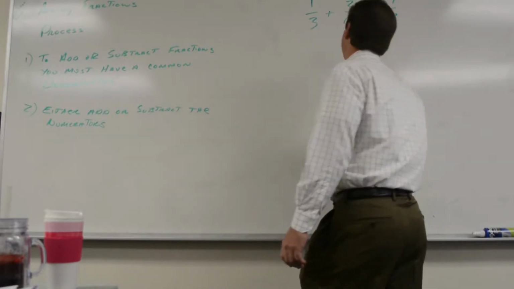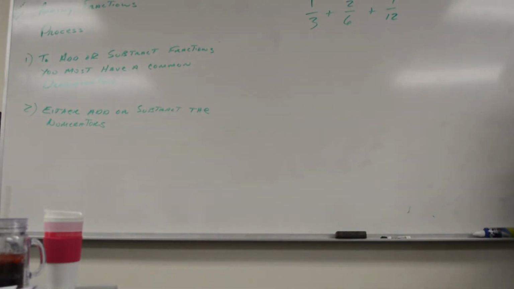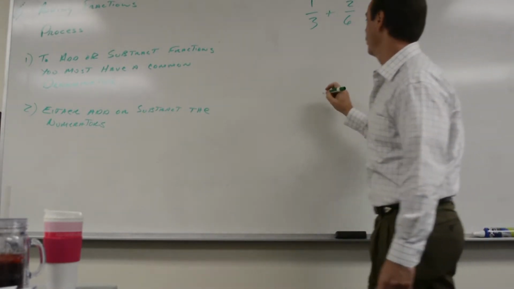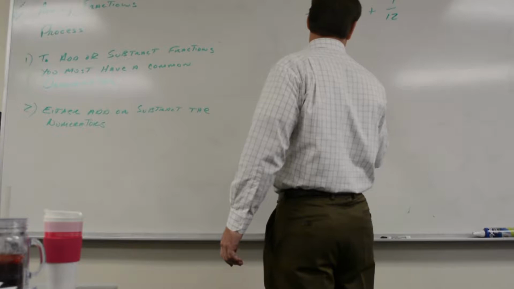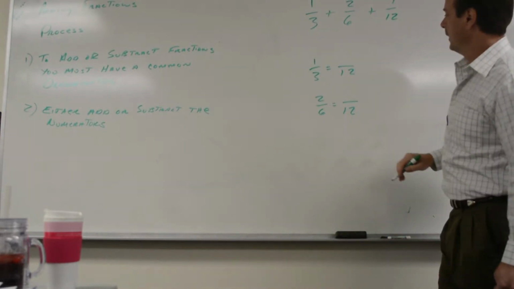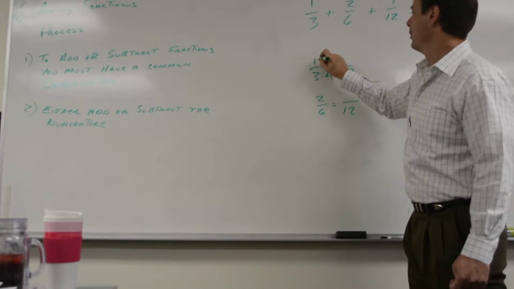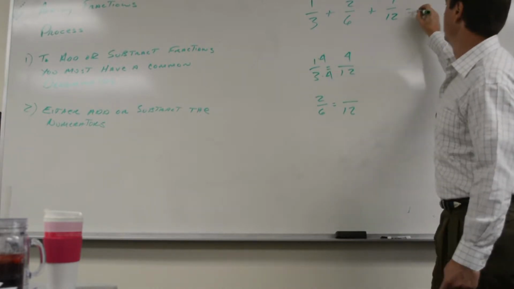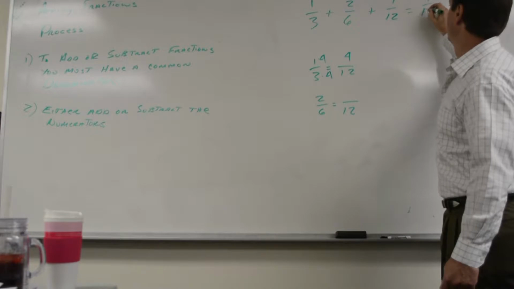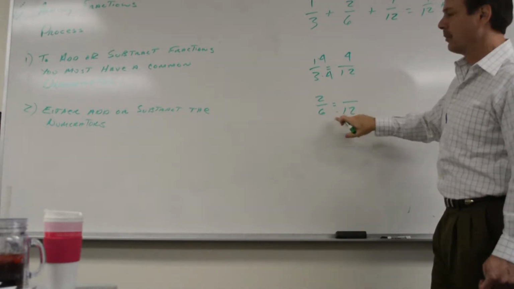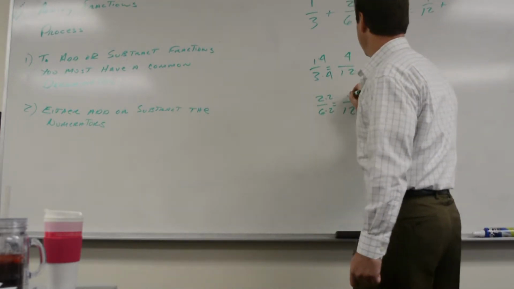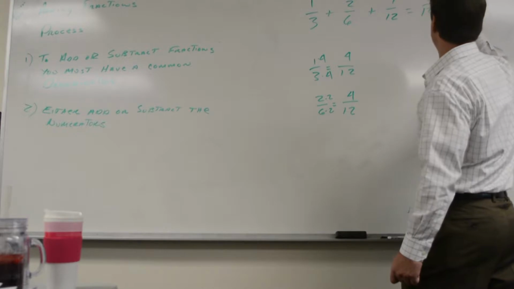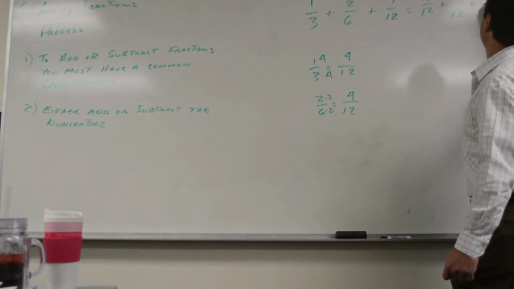All right, your common denominator here is 12ths, right? Because 3 goes into 12, 6 goes into 12. So let's change 1/3 to 12ths, and let's change 2/6 to 12ths. All right, 3 goes into 12 4 times, so we have to multiply the 1 by 4, so it's 4 over 12. And over here, what do we have to multiply the 6 by to get to 12? 2. So we got to multiply the numerator by 2 as well. 2 times 2 is 4. This is 4/12 again. And we're going to add 1/12 to that.